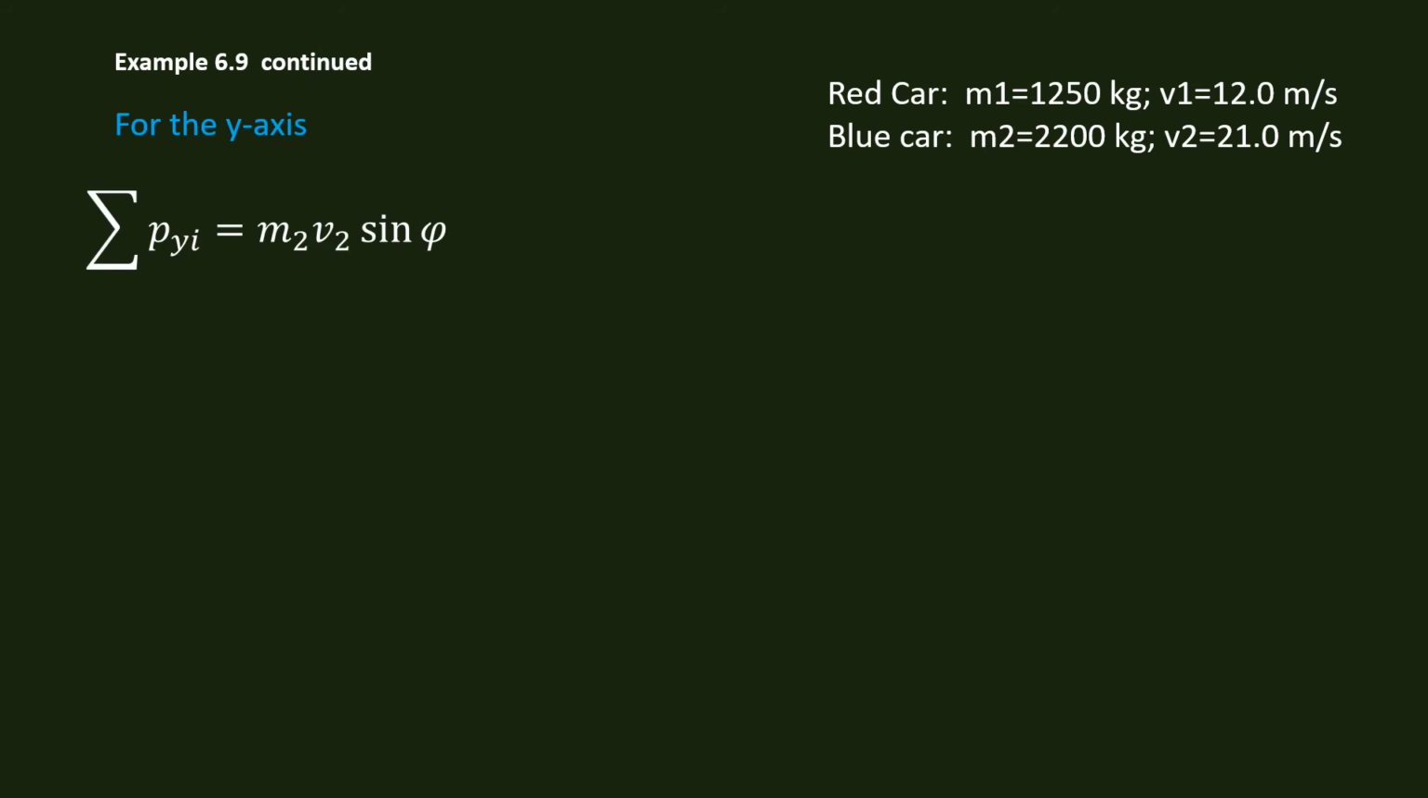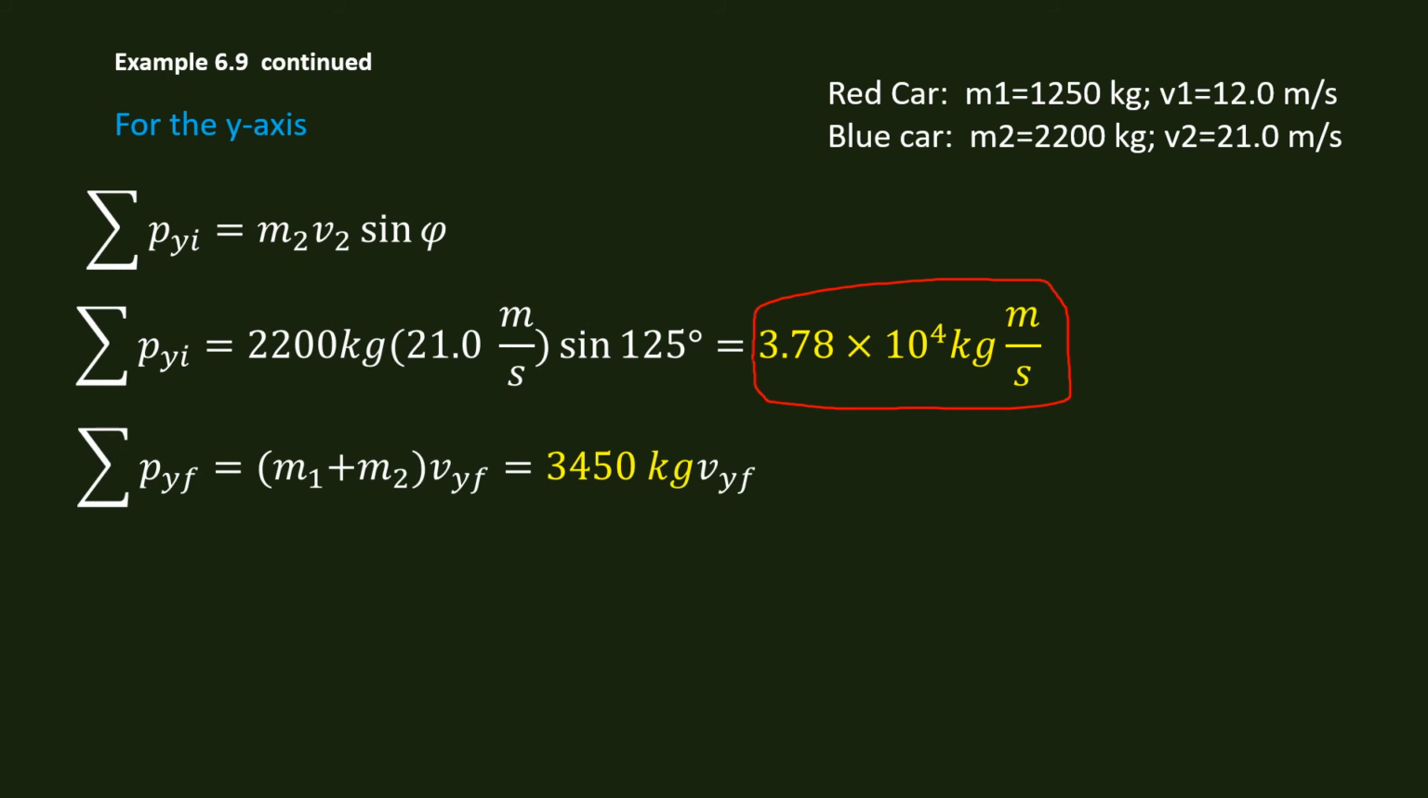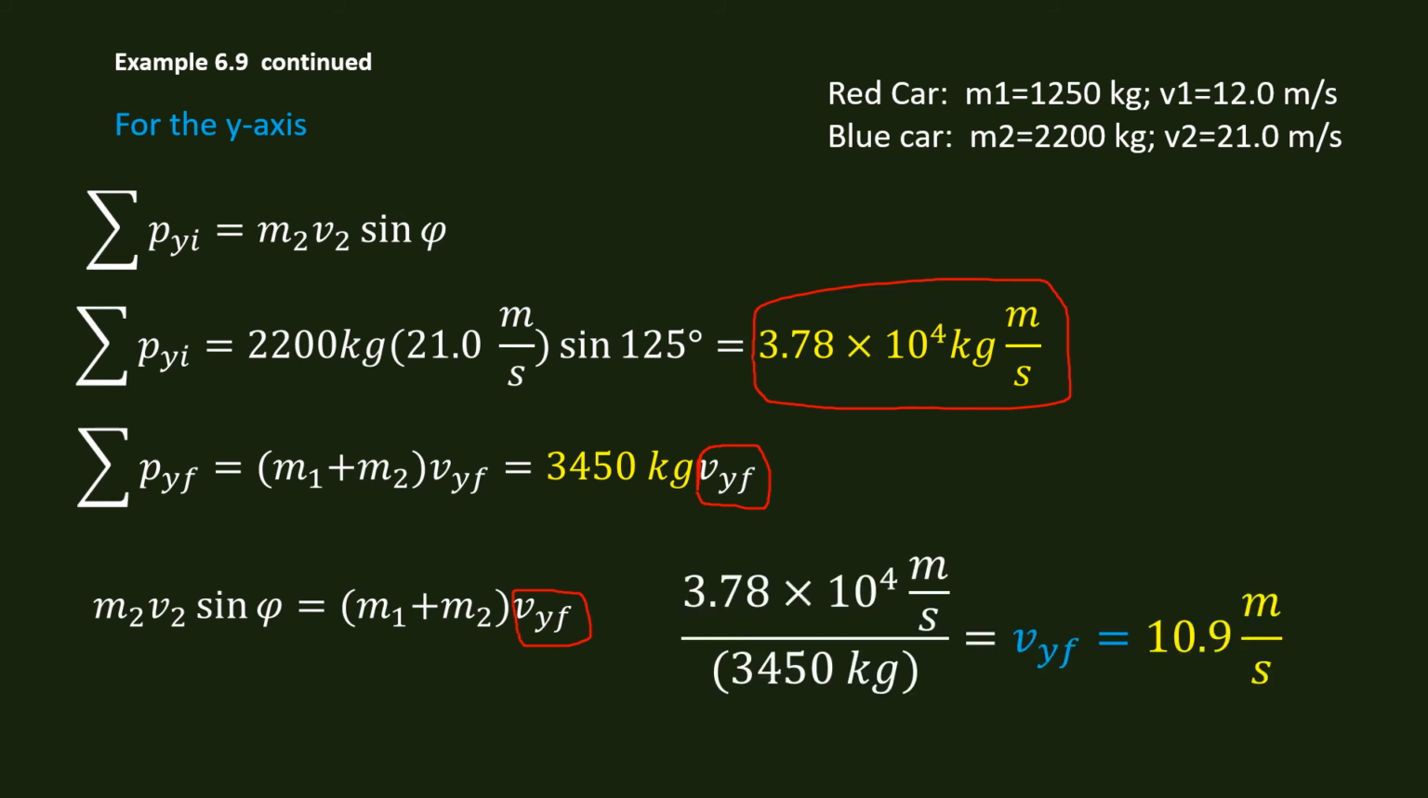So let's do the y-axis. And we get a value here. And now let's do the final on the y-axis. Again, we need to find out what this is right here. We take the two equations and we equate them, and we solve for v sub yf. And we get 10.9 meters per second for y. So now we have both y and x.